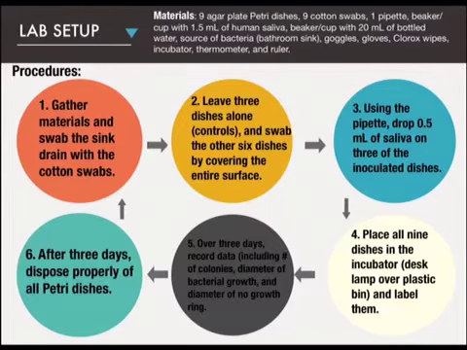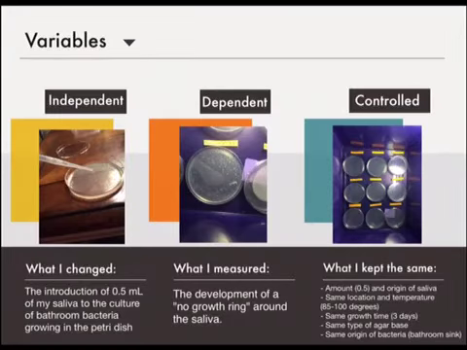Considering that the objective of my experiment was to observe the effect of saliva on bacteria growth, I knew that my independent variable would have to be the introduction of my saliva to a colony of bacteria, so my dependent variable would have to be the resulting no-growth ring around the saliva. I also created many controlled variables such as the same amount of saliva, origin of saliva, location of growth, temperature during growth, amount of time for growth, and type of agar base.